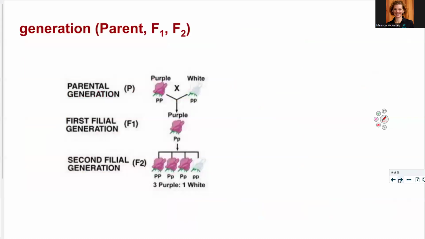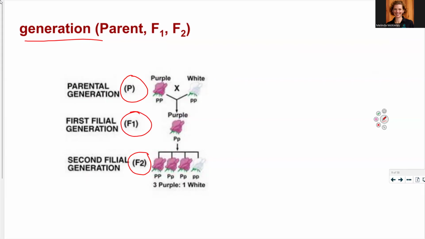Okay, quick terminology: generations, that is, the individuals in the sequential line, parent and offspring. P is generally for parent. F1 is for the first filial generation, so the parents' children, and F2 would be the grandchildren. So that is basic terminology.